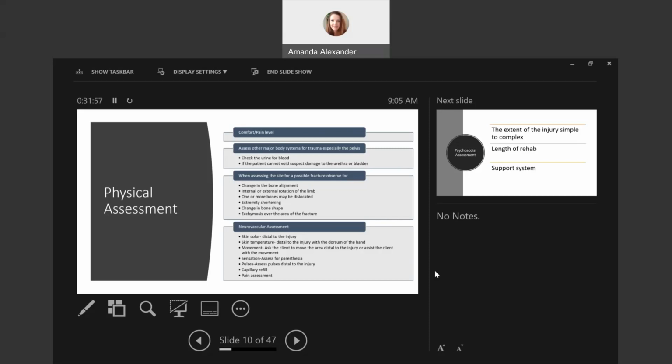We're also going to perform a neurovascular assessment. We're going to look at the skin color, like I said, distal to the injury. So wherever the injury is happening, we're going to check for cap refill. We're going to look at the color of the skin. We're looking for the temperature of the skin. Can the patient move the extremity, or can they move the parts distal to the extremity? Do they have sensation? Are they able to feel you touching them, or do they have paresthesia? Paresthesia is slight numbness or tingling to that area.